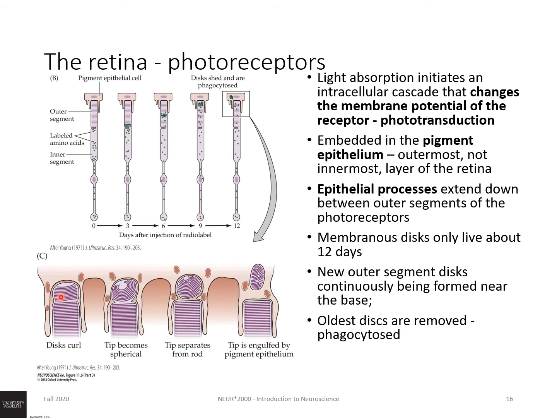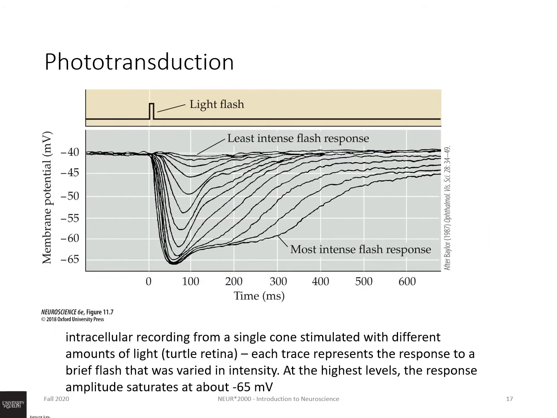And there are new outer segment discs continuously being formed near the base, and then the older discs are removed or phagocytosed. So they've measured here, what you can see is they're forming new discs, and those are traveling up, and then the discs start to curl. So the oldest ones are the ones that are closest to the pigment epithelium, and the tip becomes spherical and starts to separate from the rod, and then the tip is engulfed by the pigment epithelium.